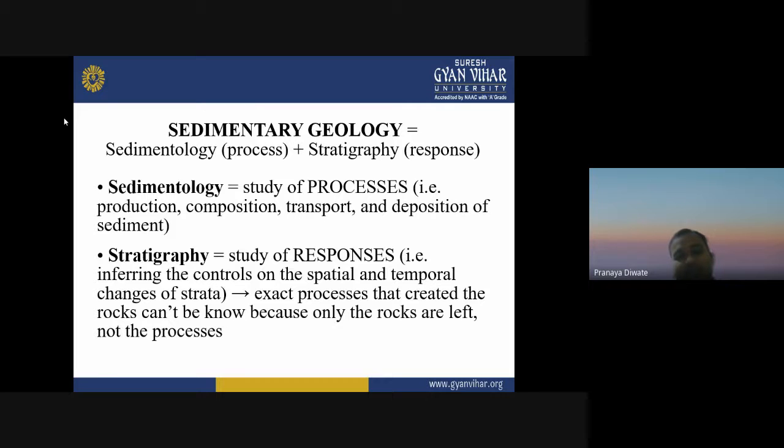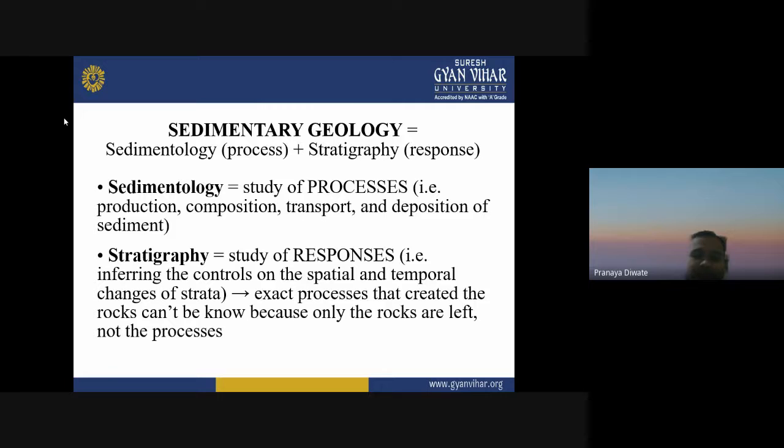Sedimentology is the study of process, that is the production, composition, transport, and deposition of the sediment. Whereas stratigraphy is a study of responses, that is inferring the control on the spatial and temporal changes of strata. The exact process that created the rocks can't be known because only the rocks are left, not the process.